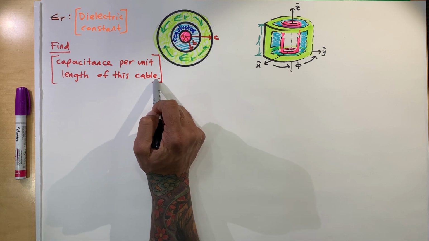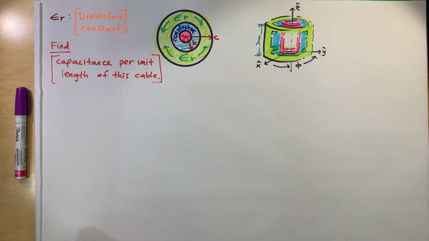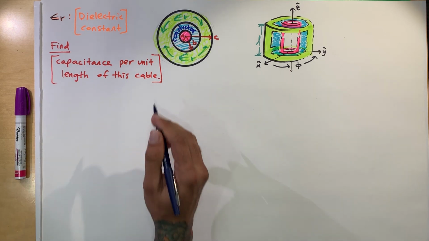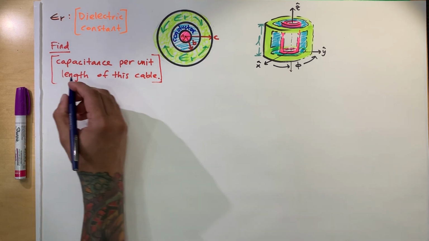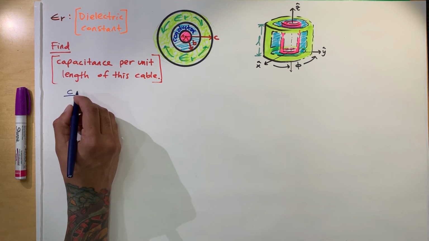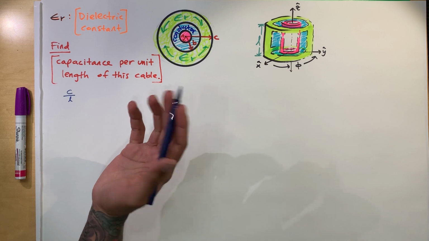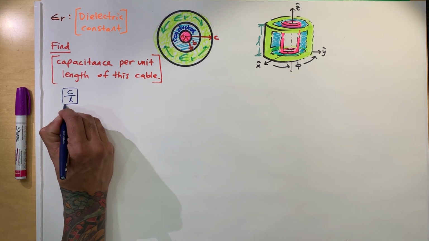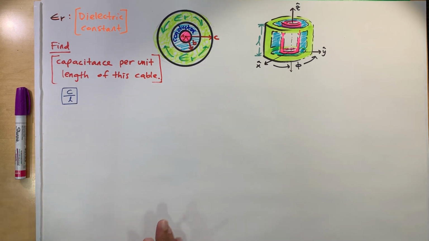What does that mean? Well, first, let's break this down. The capacitance per unit length. They're asking me to find something with the units of capacitance divided by a unit of length. So I know that at the end, this is what I want to find. Now, how to get there is going to take a couple of different steps throughout the process.